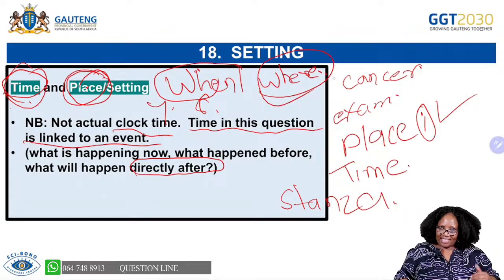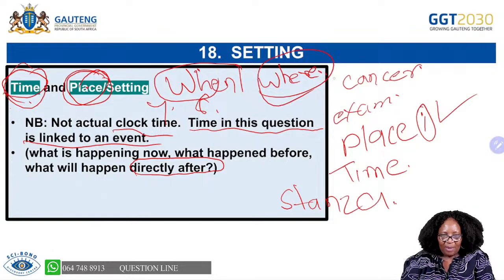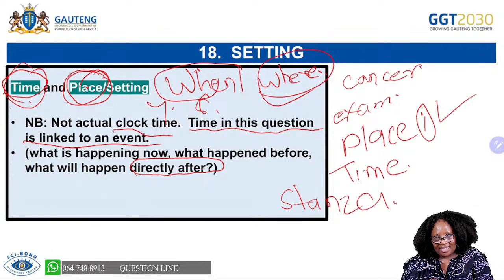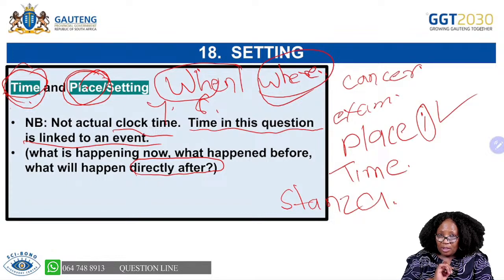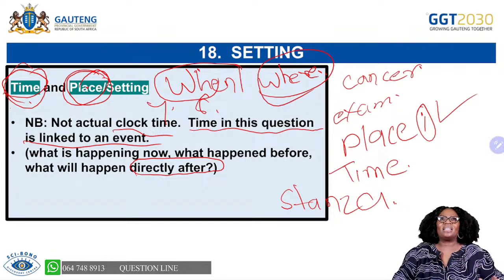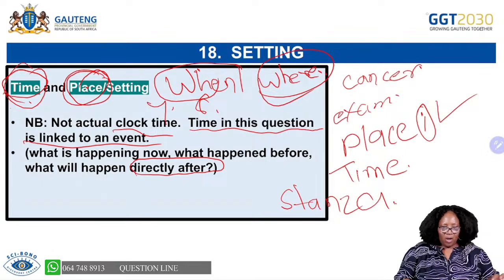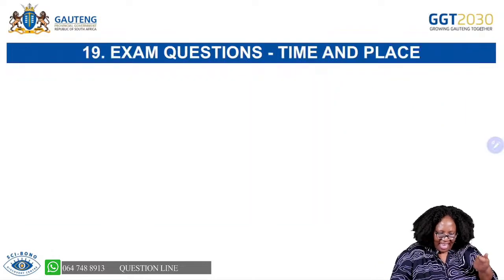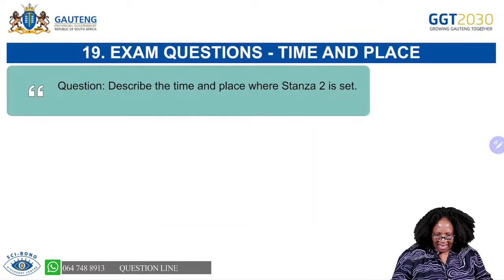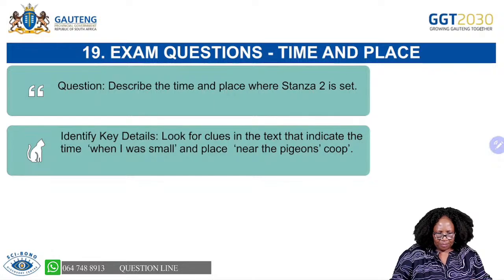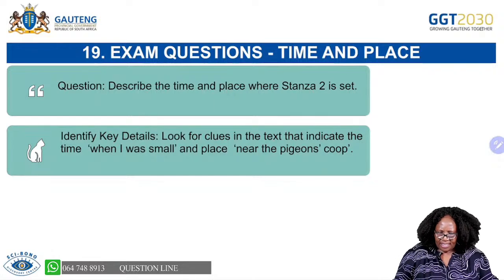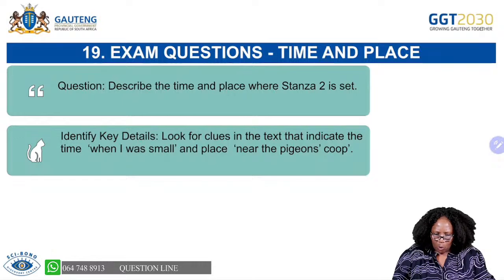In previous exams, the question came out as describe the setting. But in the previous exam, 2024, it came out as describe the time and place. So the examiners were very specific. And your focus should be not on the actual time. Let's look at the question. Let's look at stanza 2. Describe the time and place where stanza 2 is set.